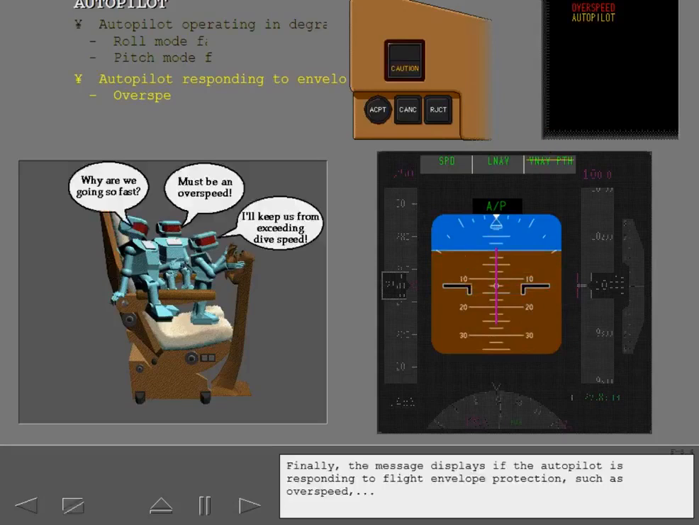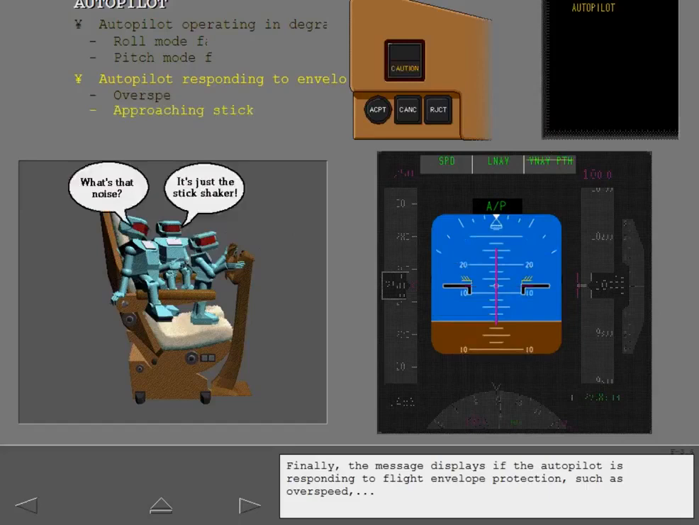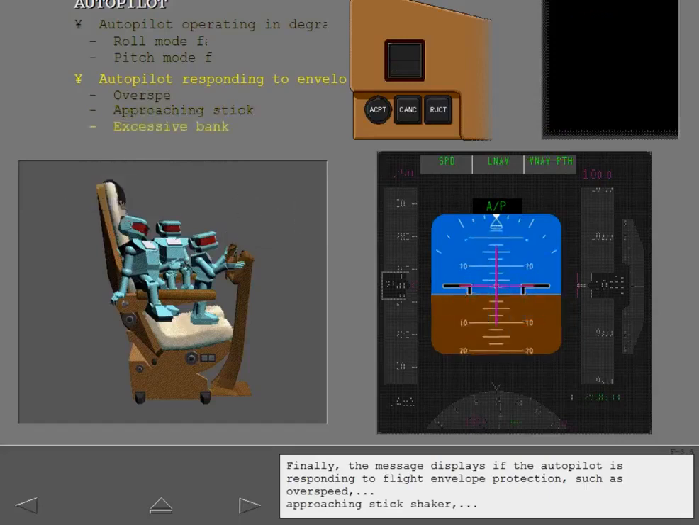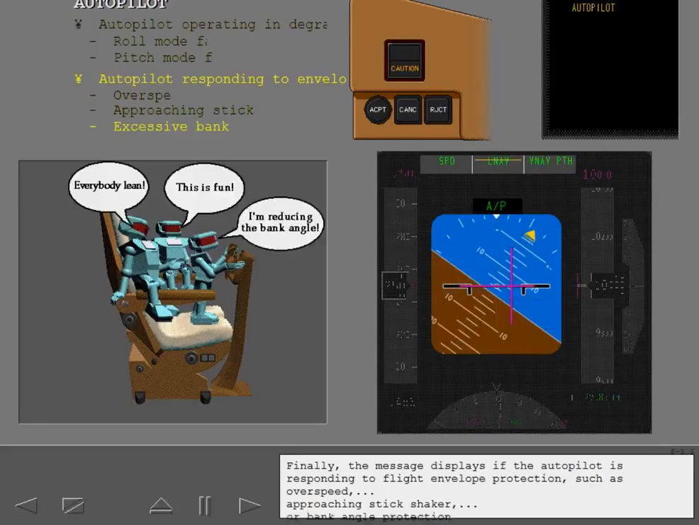Finally, the message displays if the autopilot is responding to flight envelope protection such as overspeed, approaching stick shaker, or bank angle protection.